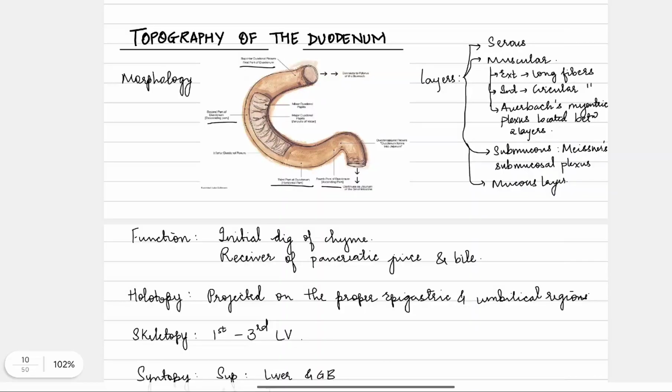Topography of the duodenum. In the topography of the duodenum, there are 4 parts. First is the superior part, descending part, horizontal part and ascending part. Layers are serous and muscular, which has an external and an internal layer. External is longitudinal fibers, internal circular. There is the Auerbach myenteric plexus located between these 2 layers. The submucosa has the Meissner submucosal plexus, and last is the mucous layer.